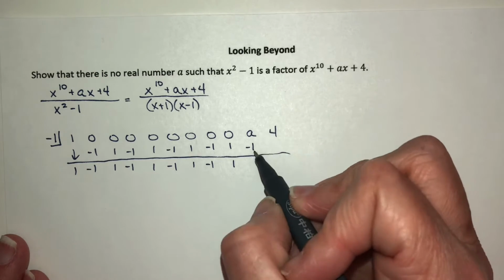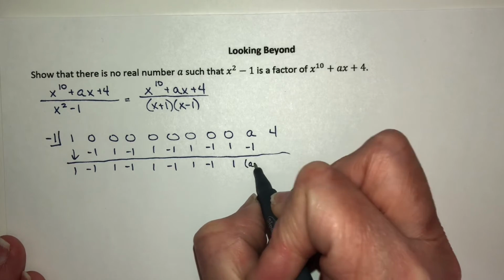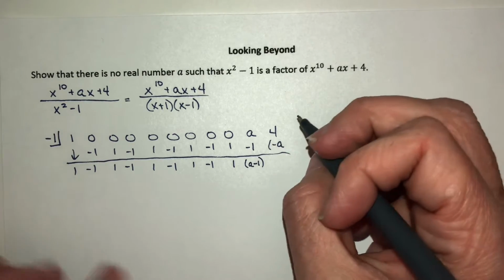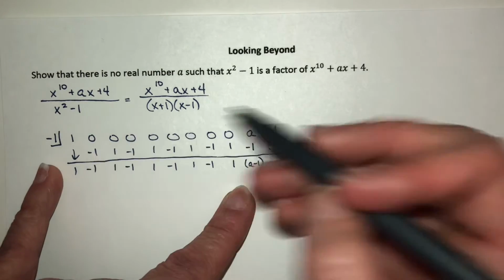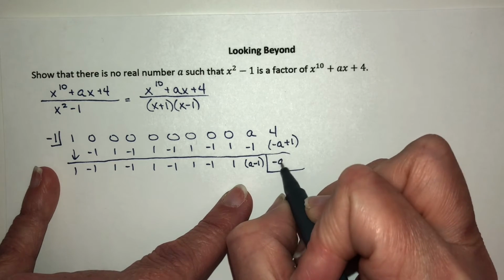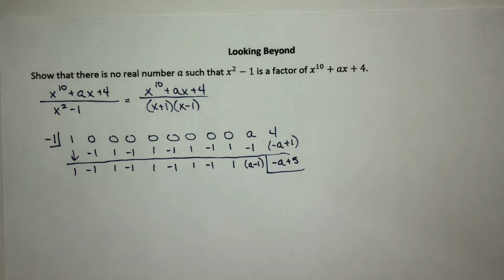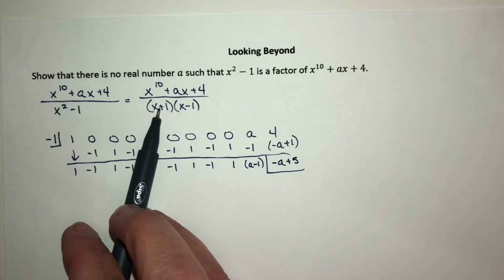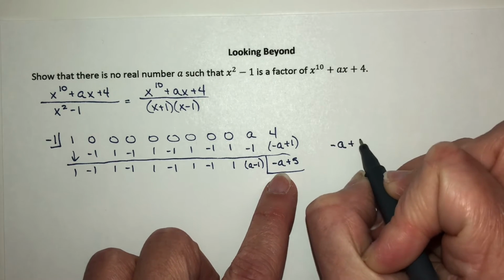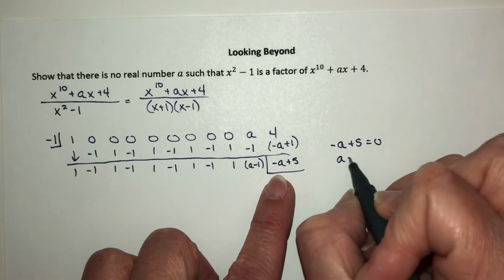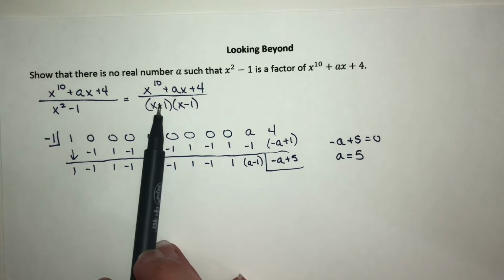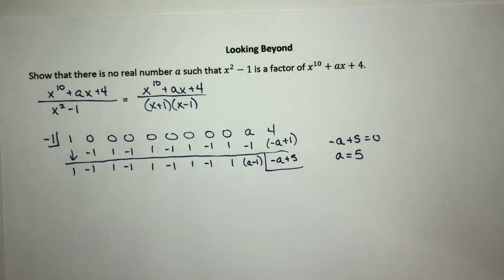Okay, so here I have a minus 1. And now multiply, and you get -a. You get -a plus 1. And now add these, and you get -a plus 5. Now for this to be a factor, then my remainder needs to be 0. So if I set -a plus 5 equal to 0, a has to equal 5. Okay, so if a is 5, this is a factor. And that's the only a that will work.